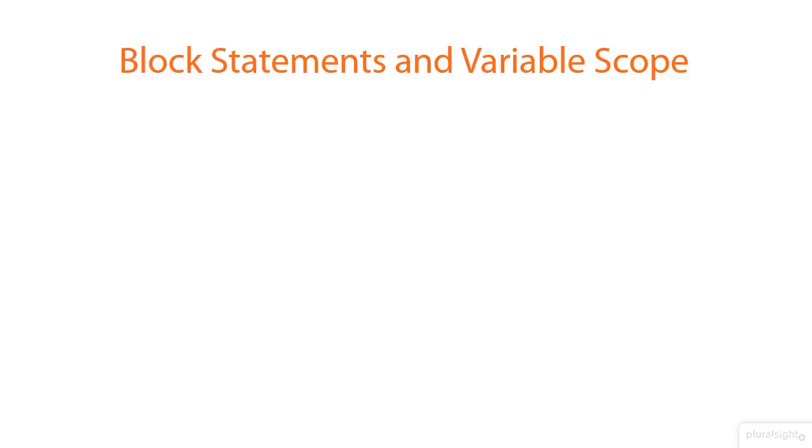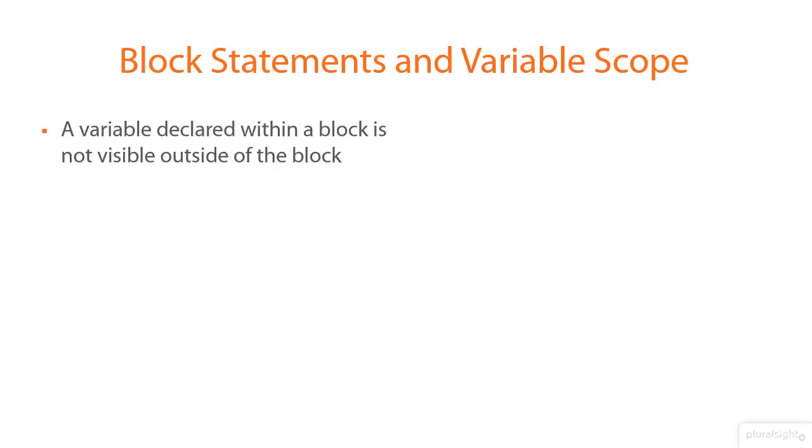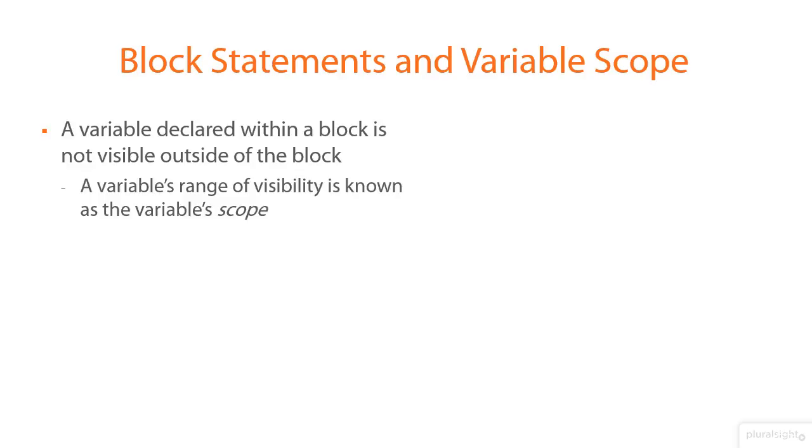As we use these block statements, what happens if we declare a variable inside of a block? Well, it turns out that variables that are declared inside of a block are only visible within that block. They're not visible beyond the scope of that block. And in fact, this idea of where a variable is visible is known as the variable scope.